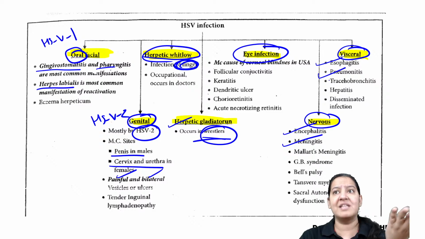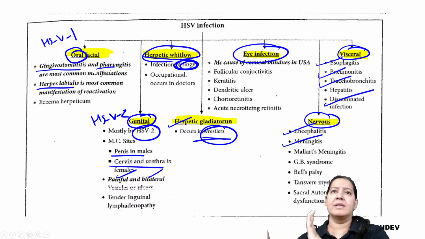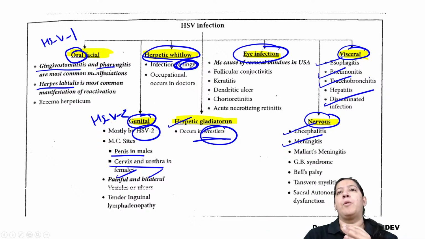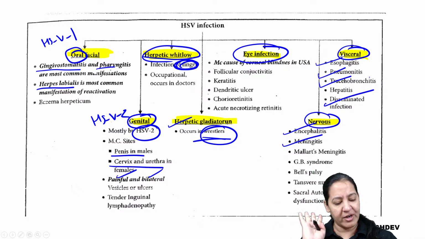It can be formed in the lungs. It can be formed in the trachea. It can be disseminated throughout the body. It can be in internal organs. So vesicles can form anywhere in the body. It is not only in the skin. So these are the various types of vesicles. So what is the general rule?